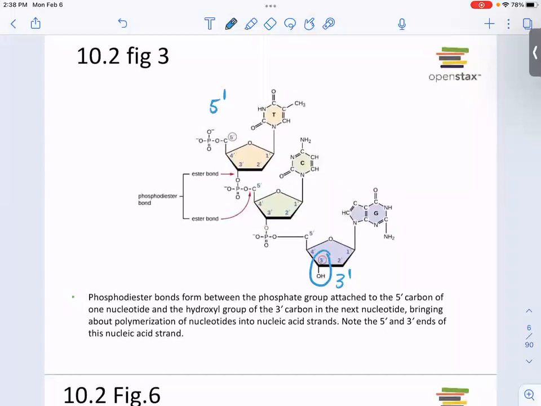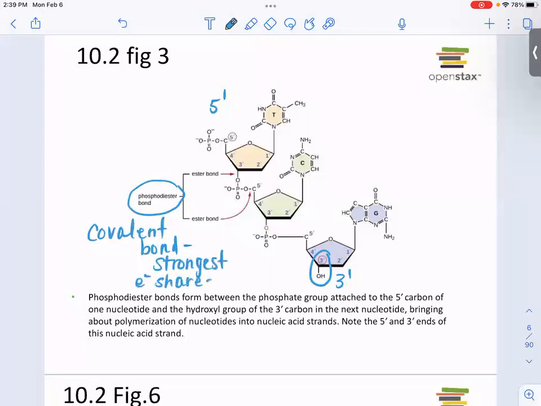Each nucleotide is bonded to the next nucleotide with a phosphodiester bond. Okay, this is a kind of covalent bond. And these are the strongest bonds in nature because the electrons are shared. One source said there is no conflict to weaken the arrangements. Okay, electrons equally shared, that makes for a very strong bond.